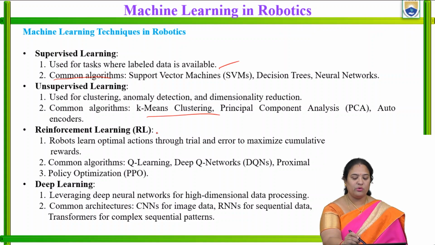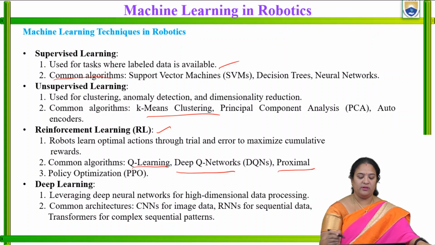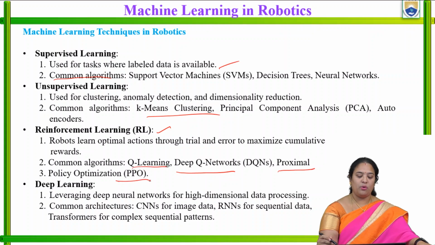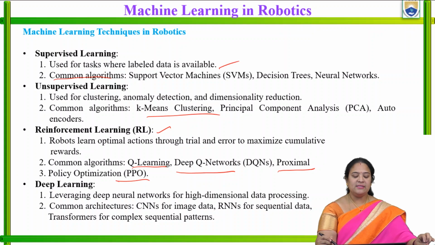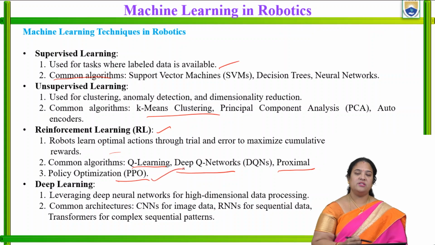Next, coming to reinforcement learning, that is RL. What do we mean by reinforcement learning? Common algorithms for RL are deep Q network, proximal policy optimization, or Q-learning. We can also consider policy optimization. These are the main common algorithms which can be used in reinforcement learning, that is, when we use the trial and error method, or when we aim for maximum cumulative rewards, we can use this type of algorithm, right?